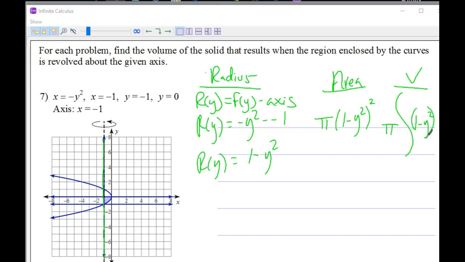All right, what are my limits? Negative 1 to 0. You forgot your dy. There's not enough room for your dy. Yeah, I couldn't fit it. Where did power 2 go? You forgot the power 2. Oh, I forgot to square my radius.